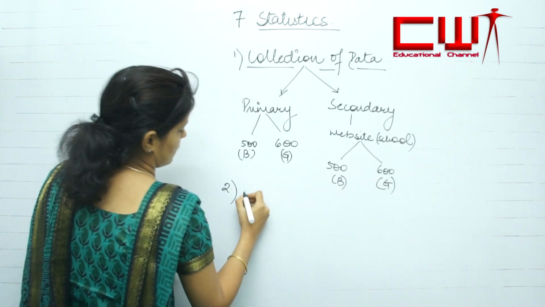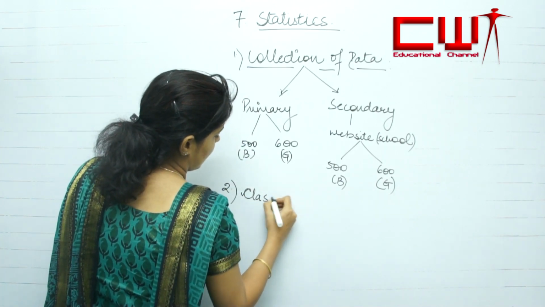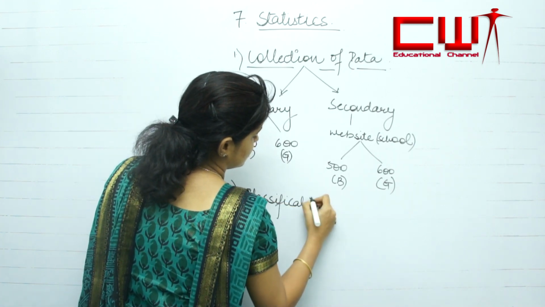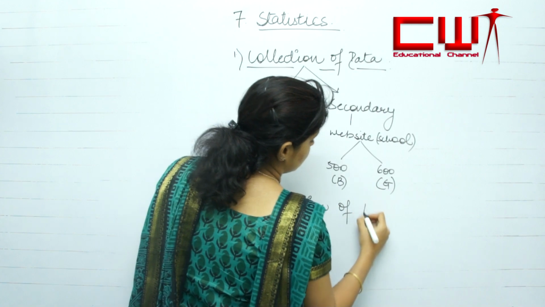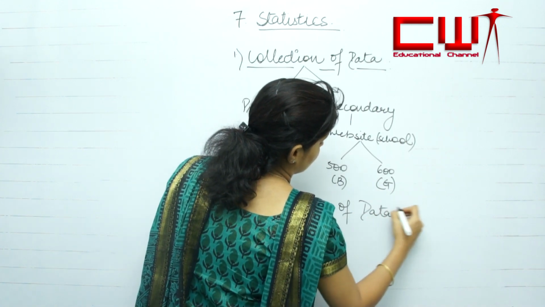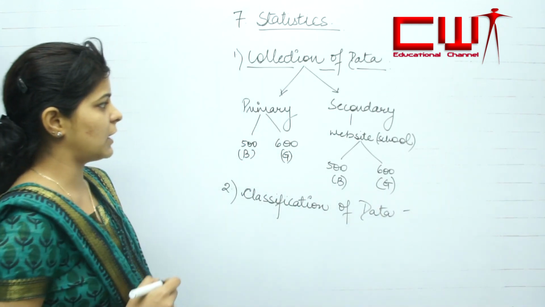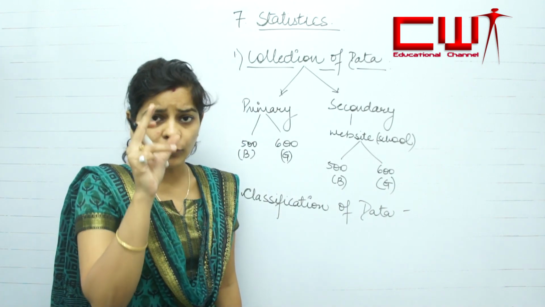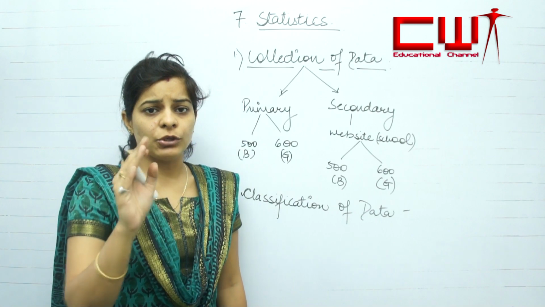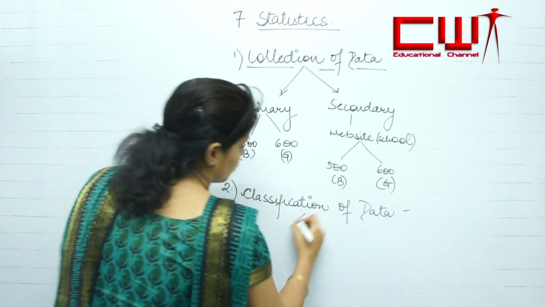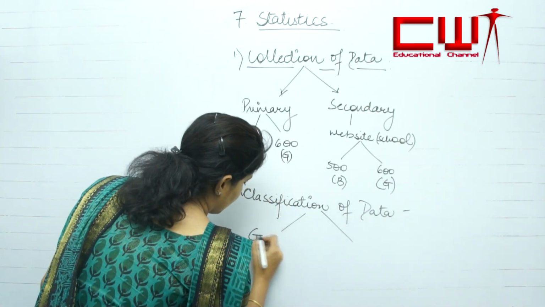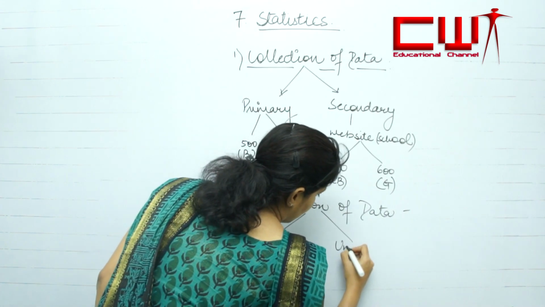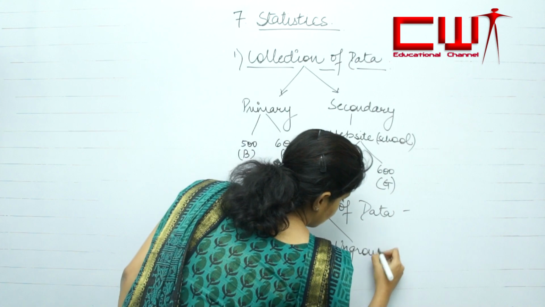Second, they have explained classification of data. What do you mean by classification of data? Classification means how you will make the different series. You have grouped and you have ungrouped, right?